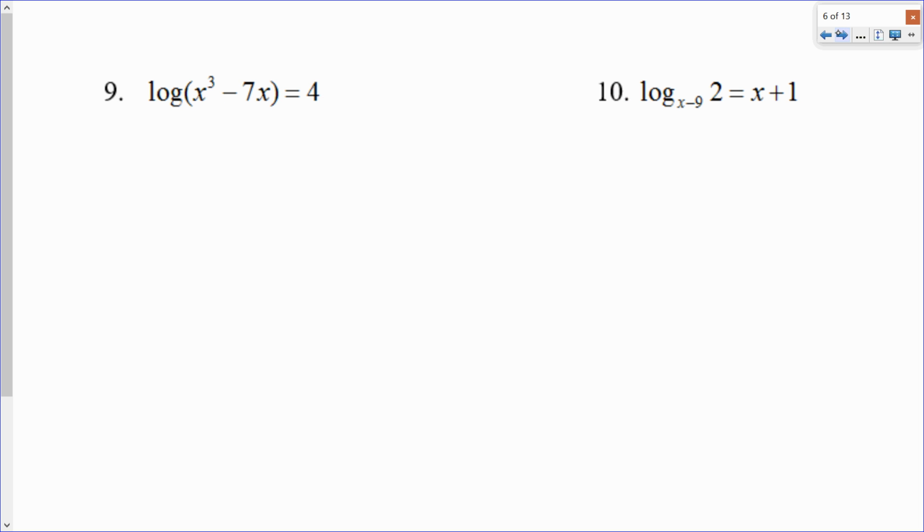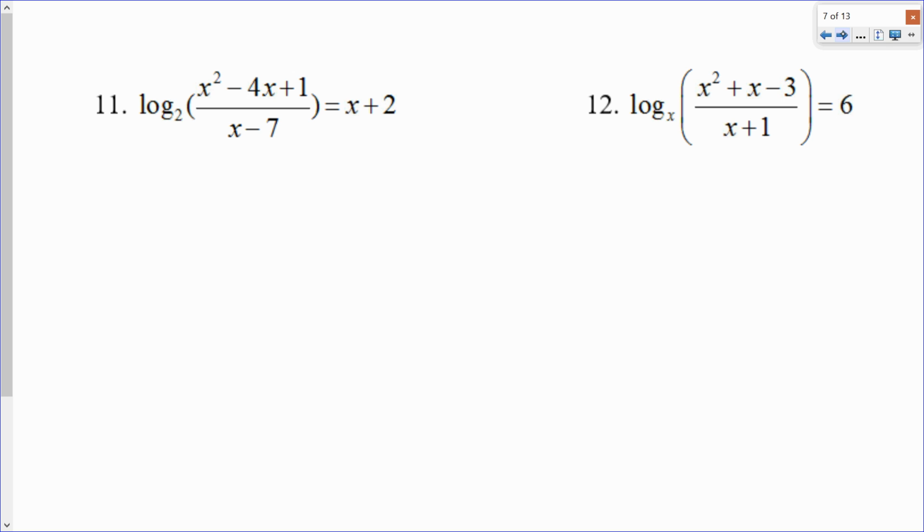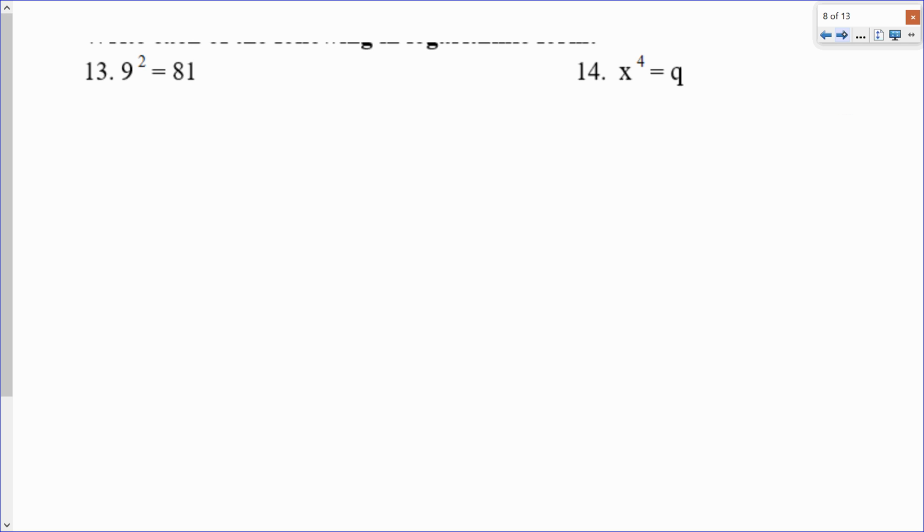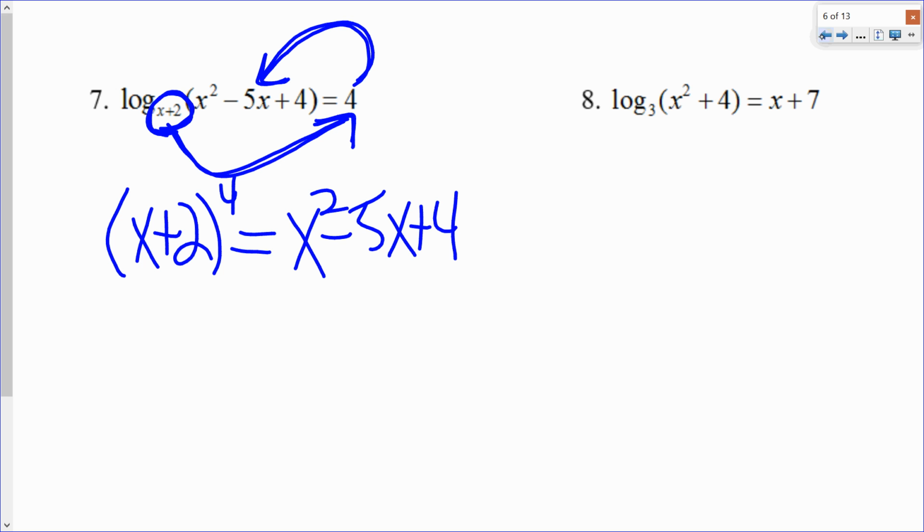So why don't you try 8 through 12 on your own? So please pause it. Then I'll go over a couple of them, and then we'll move on to the other direction. So pause it, try 8 through 12.